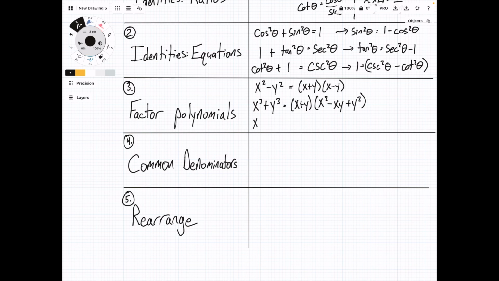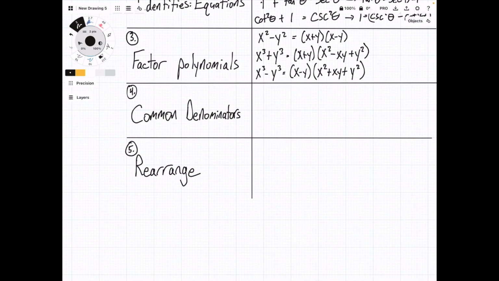And you also might encounter the difference of cubes, which is going to be x cubed minus y cubed equals x minus y times x squared plus xy plus y squared. So again, you're not really going to have x's and y's, rather you're going to have different trig functions, sine, cosine, tangent, cosecant, any of those are possible.